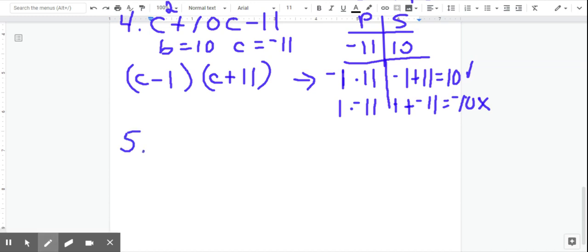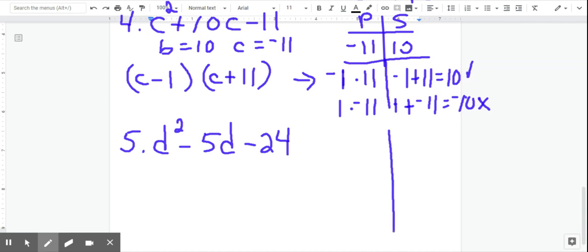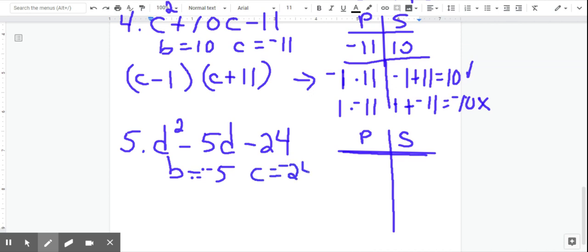Let's do one more. So let's see if we have d squared minus 5d minus 24. Okay, so product, sum. The product, remember, we can go over here. B is negative 5 and C is negative 24. So the product is negative 24 and the sum is negative 5.